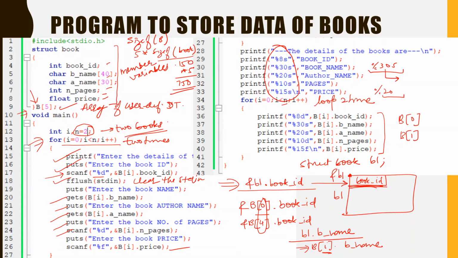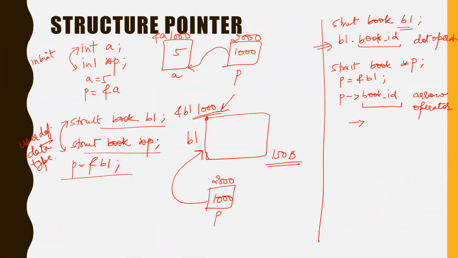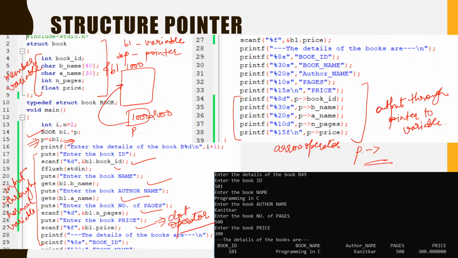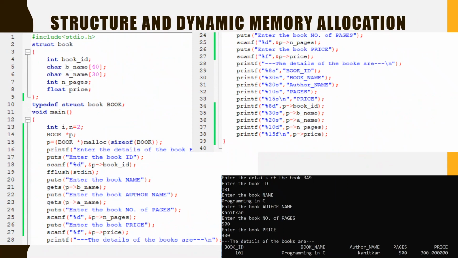Okay, so suppose here we had a space of 5 structure variables, that is a space of, suppose, 750 bytes, and since we have used only 2 elements, we have used only 300 bytes out of this, so the remaining 450 bytes are wasted. So this is the problem of static memory allocation. This is the same problem that we understood for the concept of normal variables. So the same problem we are observing here in the user defined data type also.